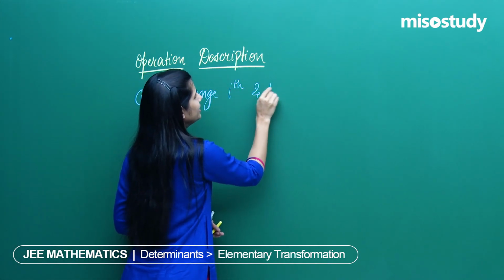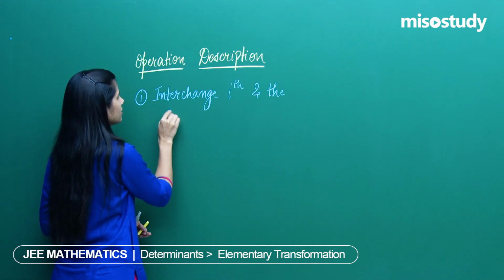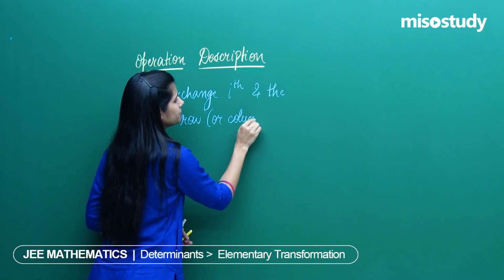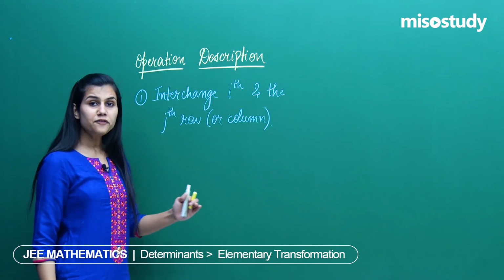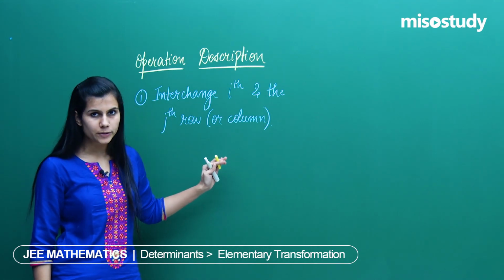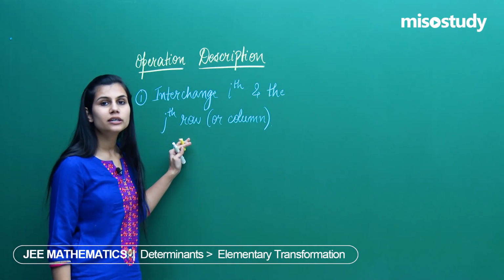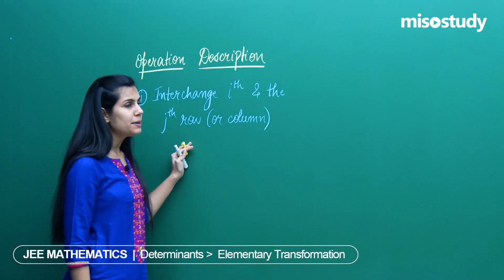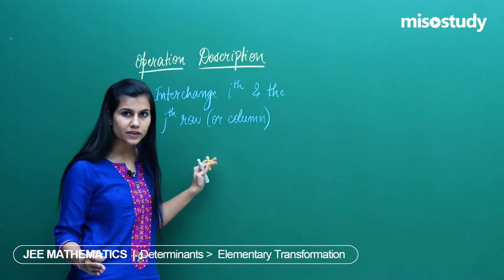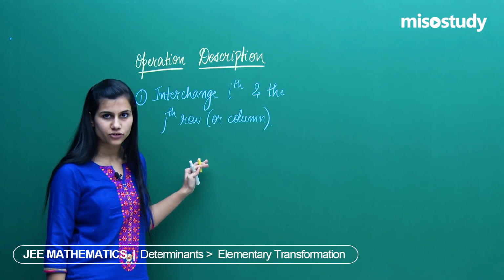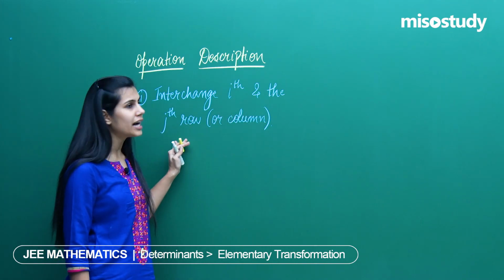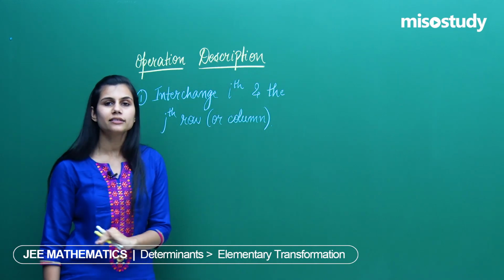ith and the jth row or column. So the very first style of transformation is to interchange any two rows or any two columns. As I told you, this particular style of transformation can be practiced in many, many ways depending upon the number of rows in the given matrix and the number of columns in the given matrix. This transformation is just saying that you need to interchange the ith and the jth row or interchange the ith and the jth column.